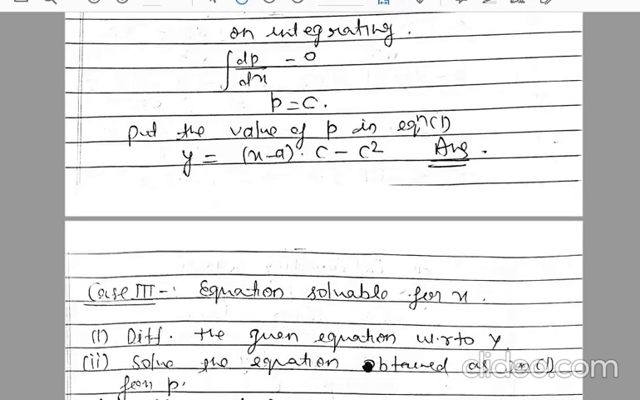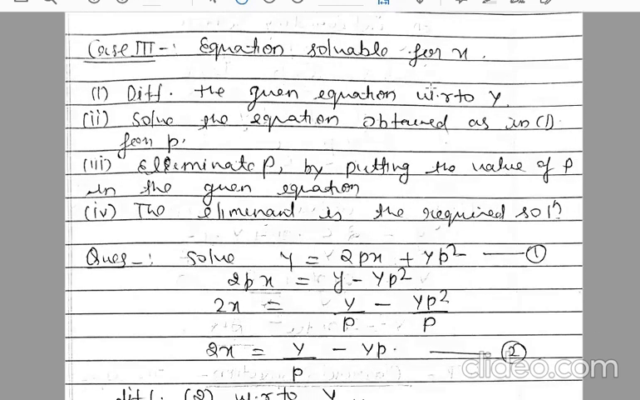Now case third, equation solvable for x. Differentiate the given equation with respect to y. Solve the equation obtained as in 1 for p. Eliminate p by putting the value of p in the given equation, and the eliminant is the required solution.